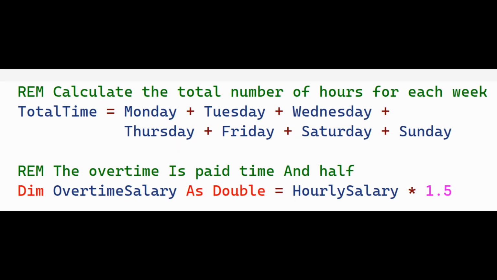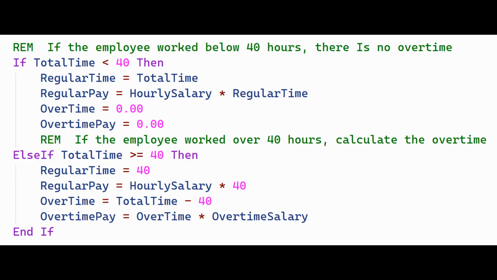To calculate the total time worked by the employee, we add the values for Monday, Tuesday, Wednesday, Thursday, Friday, Saturday, and Sunday. To calculate the overtime salary, we will multiply the hourly salary by 1.5. To start the calculation, we assume that the employee worked less than 40 hours for the week. In this case, the regular time is the same as the total time. The regular pay is calculated by multiplying the hourly salary by the regular time. In this case also, the overtime and the overtime pay are set to 0.